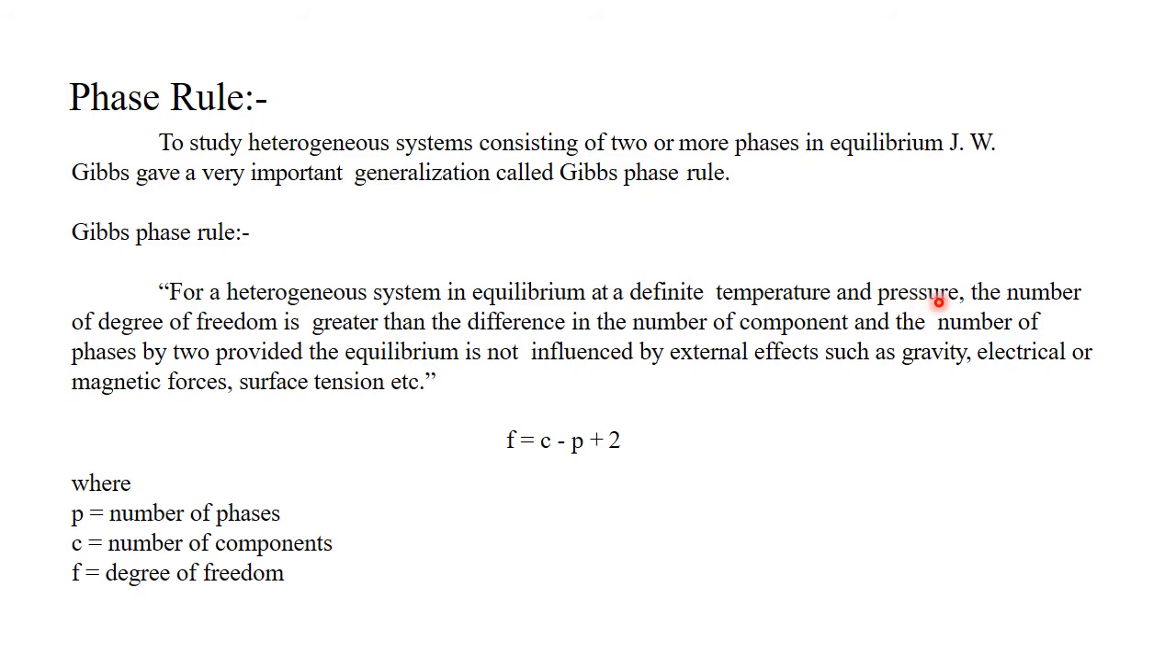The formula of the Gibbs rule, or we can say the formula of the phase rule, is F is equal to C minus P plus 2, where F is degree of freedom, or we can say variance, C is the number of components of a system, and P is the number of phases of a system present at the equilibrium. The 2 is the fixed quantity and shows the variables, which are mostly the temperature and the pressure.